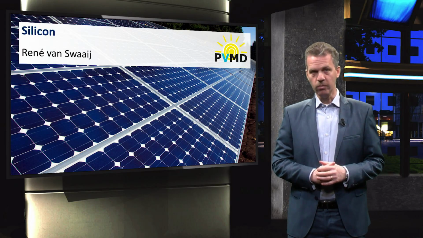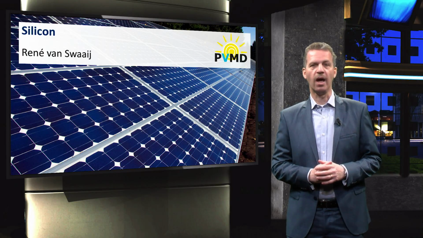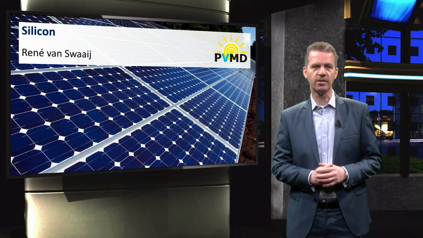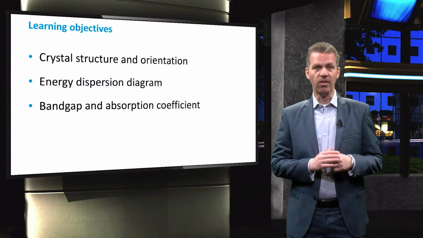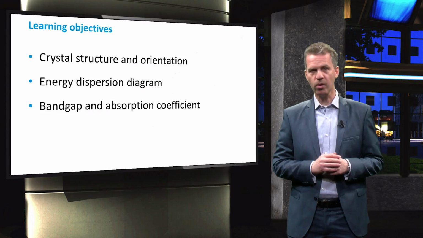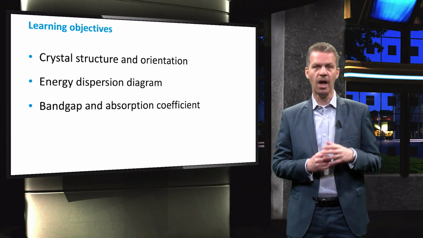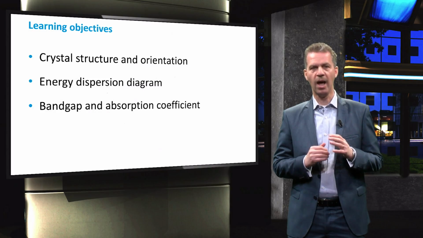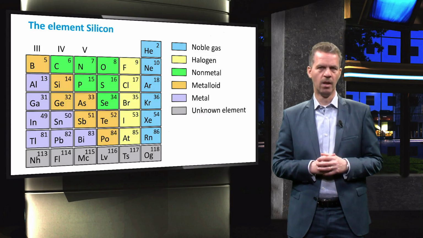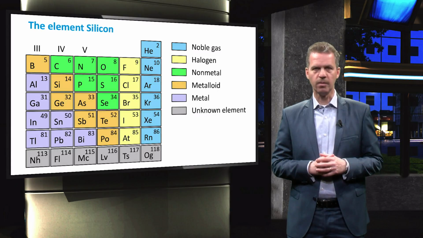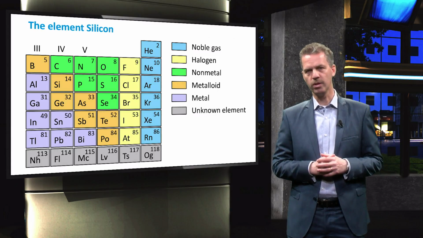In the previous video, we briefly discussed the advantages and limitations of crystalline silicon as a solar cell material. In this video, we will discuss the basic properties of this material, such as the crystal structure and the orientation, the energy dispersion diagram, and the absorption coefficient. The element silicon is a metalloid with atomic number 14.